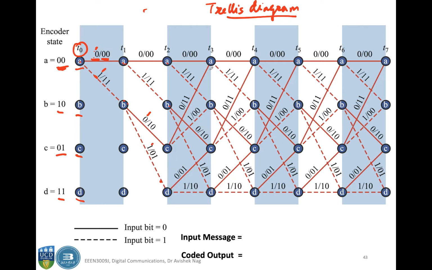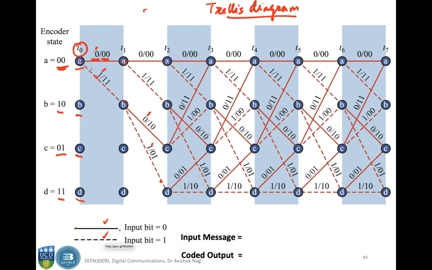So in this way you complete this trellis diagram. You see we have maintained the same type of notations here. We have A equal to 00, B equal to 10, C equal to 01, D equal to 11. So these are the states. And then we have also followed the scheme that if your input bit is 0, then that transition is denoted by this solid line, and if your input bit is 1, then that transition is denoted by a dotted line. Okay, so we have maintained that also.